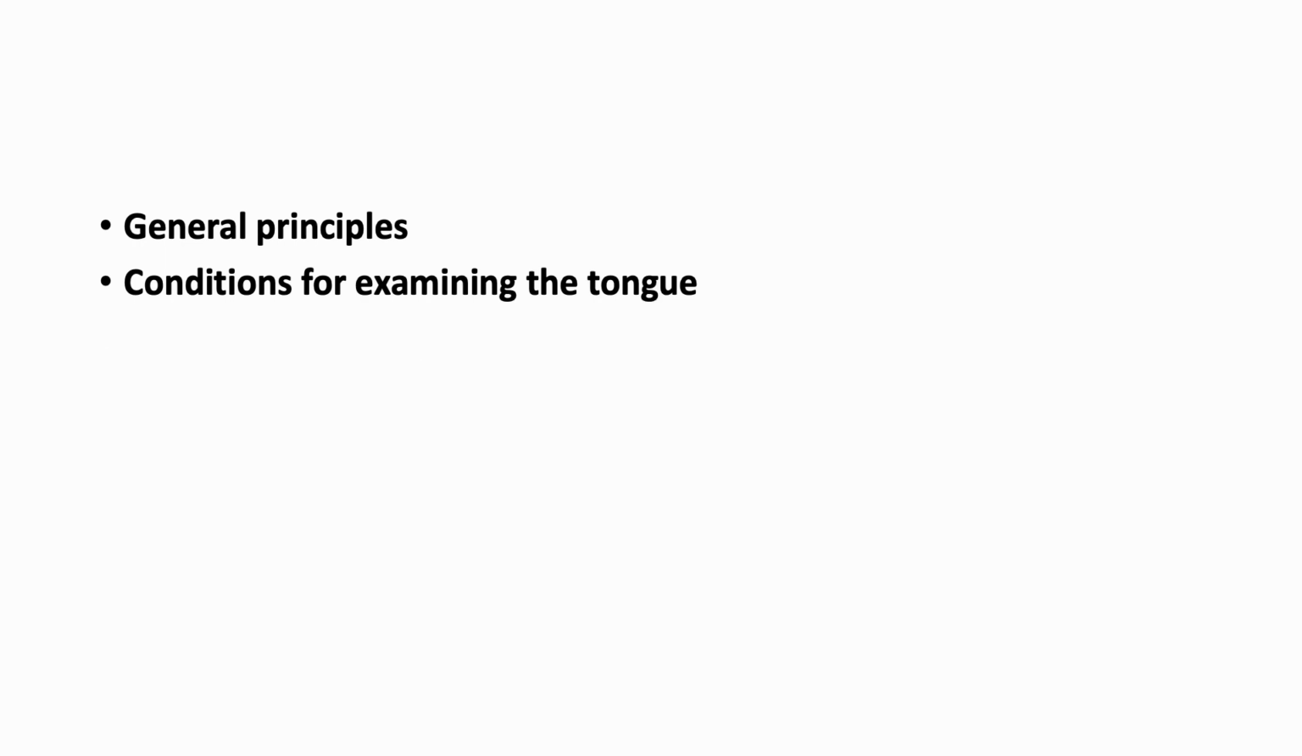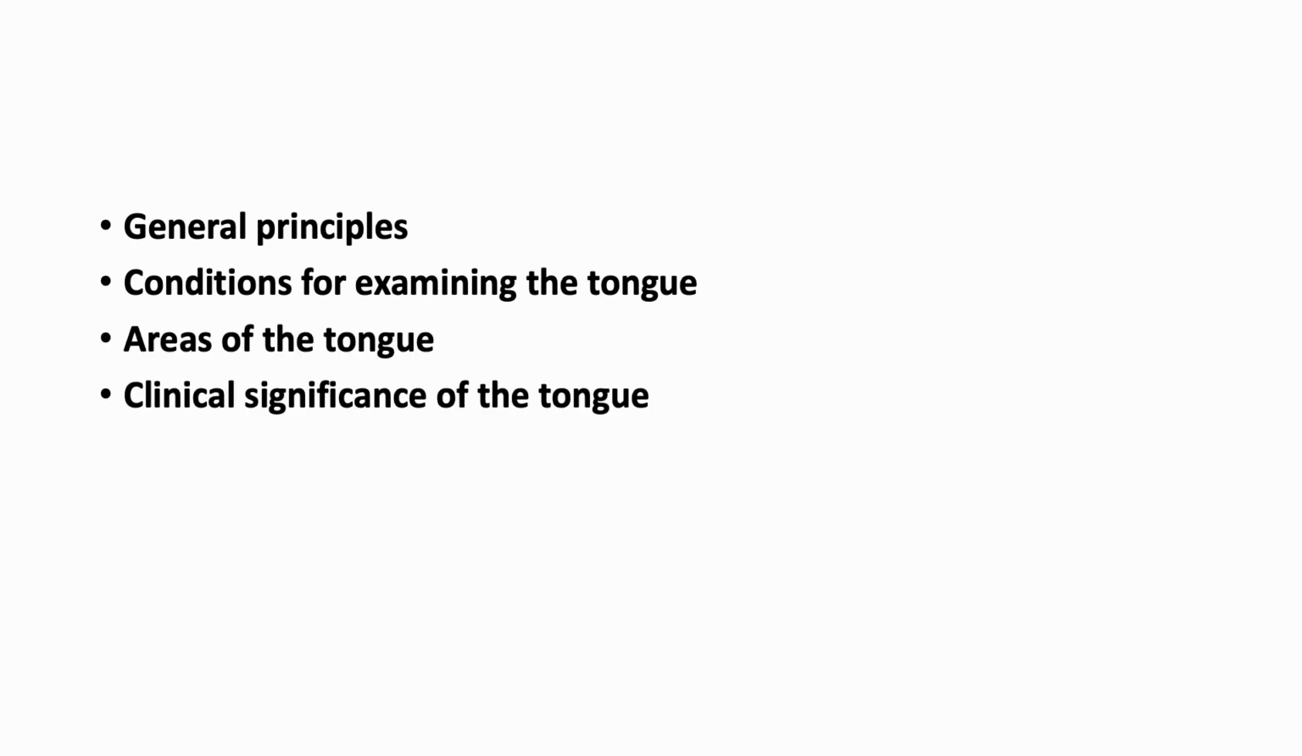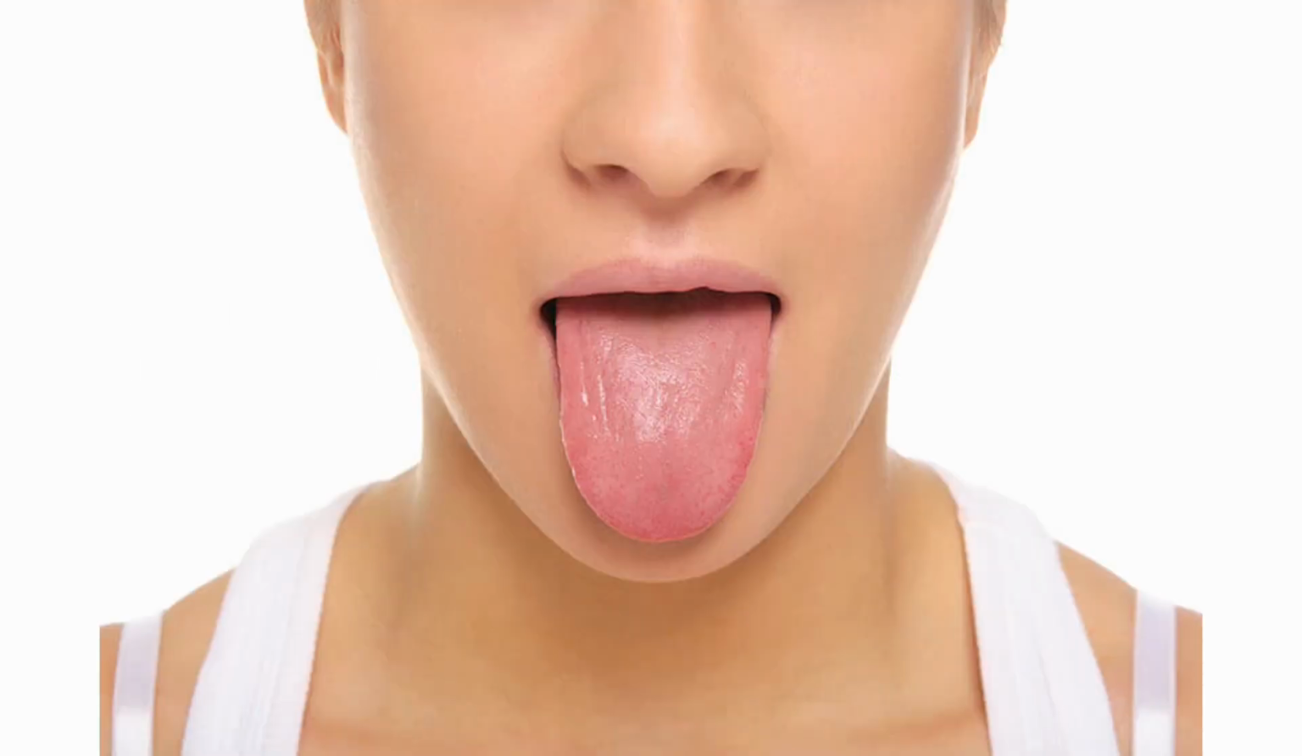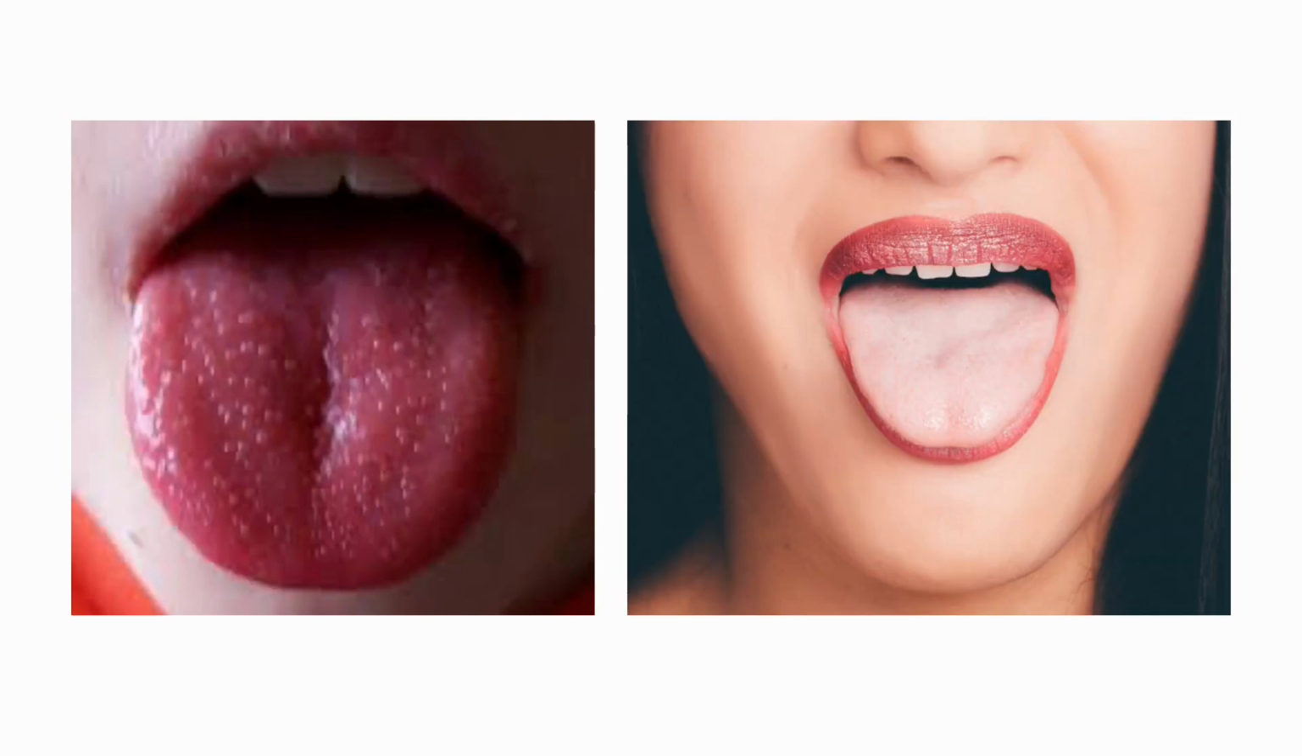Introduction. We shall discuss general principles, conditions for examining the tongue, areas of the tongue, and clinical significance of the tongue. Tongue diagnosis is a very important part of diagnosis by observation. The strength of tongue diagnosis lies in its clarity and objectivity. Especially when compared with pulse diagnosis, tongue diagnosis is quite objective. When the tongue is too red or too pale, this can be observed objectively.